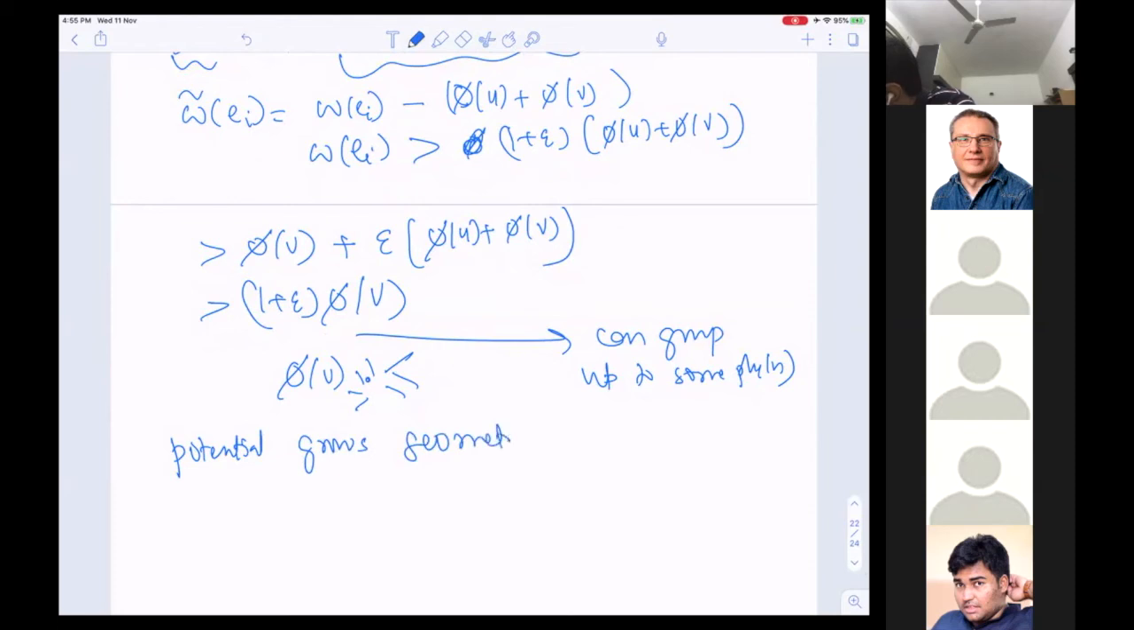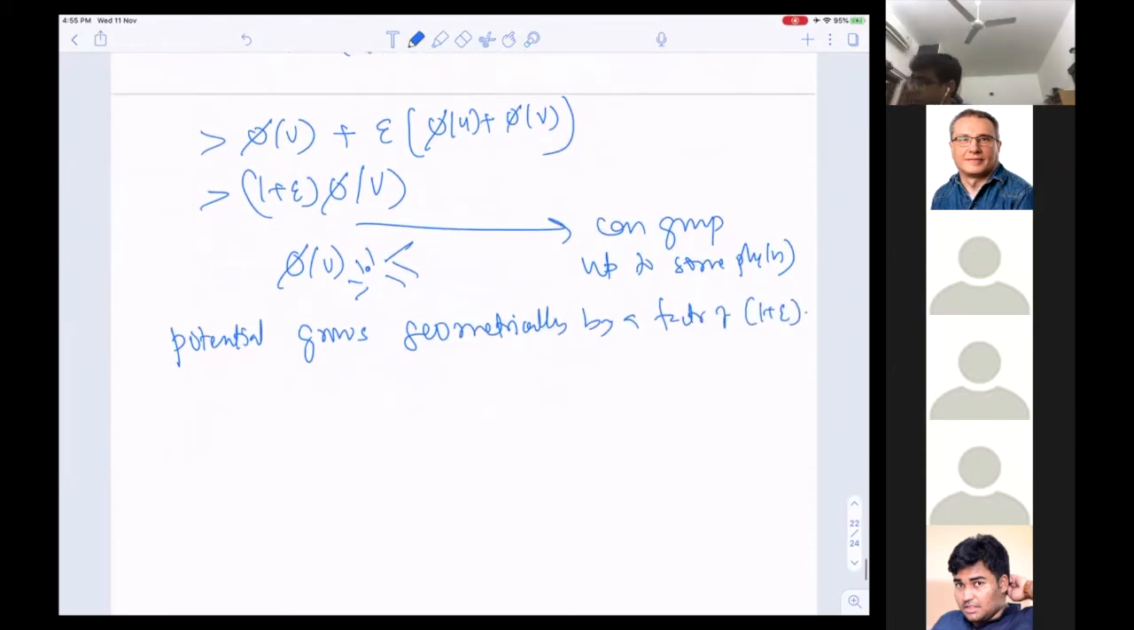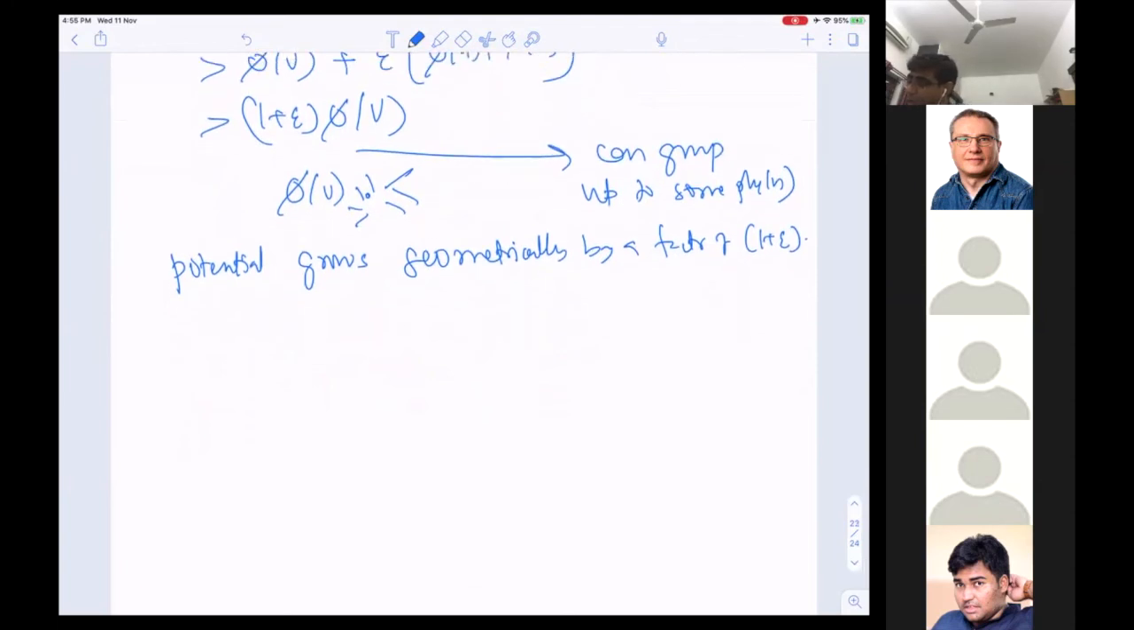Geometrically by a factor of 1 plus epsilon. So the potential is growing geometrically by a factor of 1 plus epsilon. So somehow, if we can show that phi v quickly becomes 1 or even epsilon, we are good.